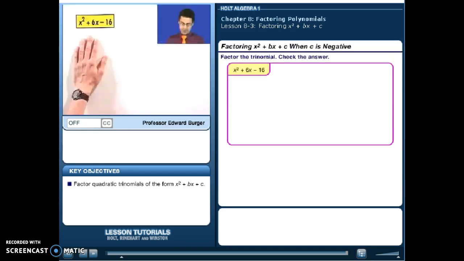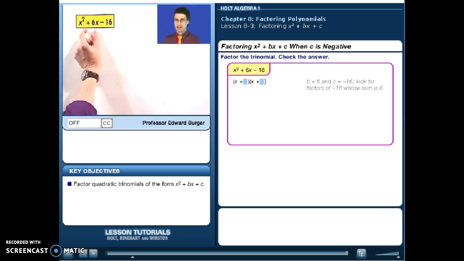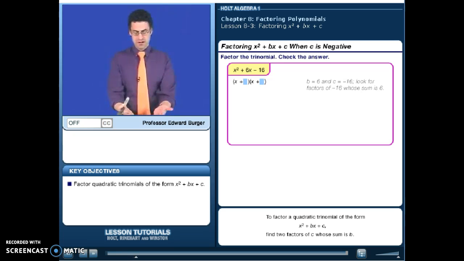Anyway, here's a quadratic, x squared plus 6x minus 16. All right, so what do we want? We want two numbers whose product is negative 16, and yet whose sum is 6. Let's just think about that for a second. We want two numbers whose product is negative 16. What can you say about those two numbers?